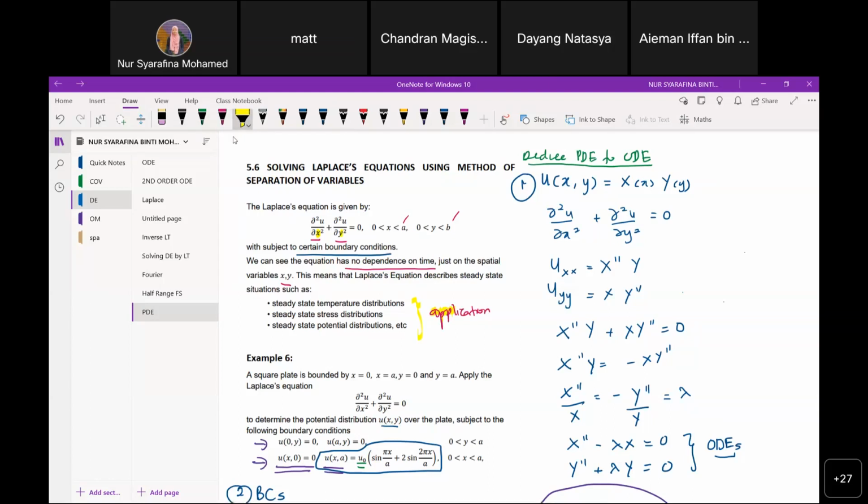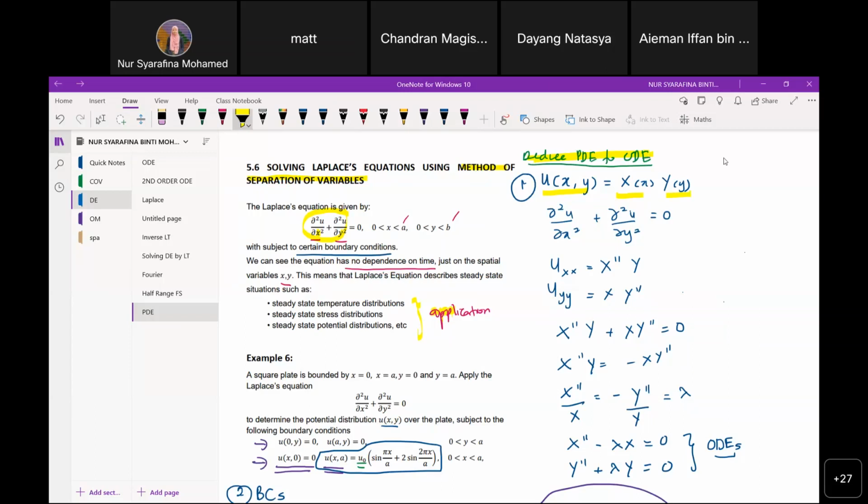Now, of course, by MSV we have to reduce the PDE to ODE. So you have del squared u del x squared plus del squared u del y squared. The expected solution should involve u in terms of x and y, as a product of x and y. So u(x,y) equals X(x) times Y(y), a function of x and a function of y.